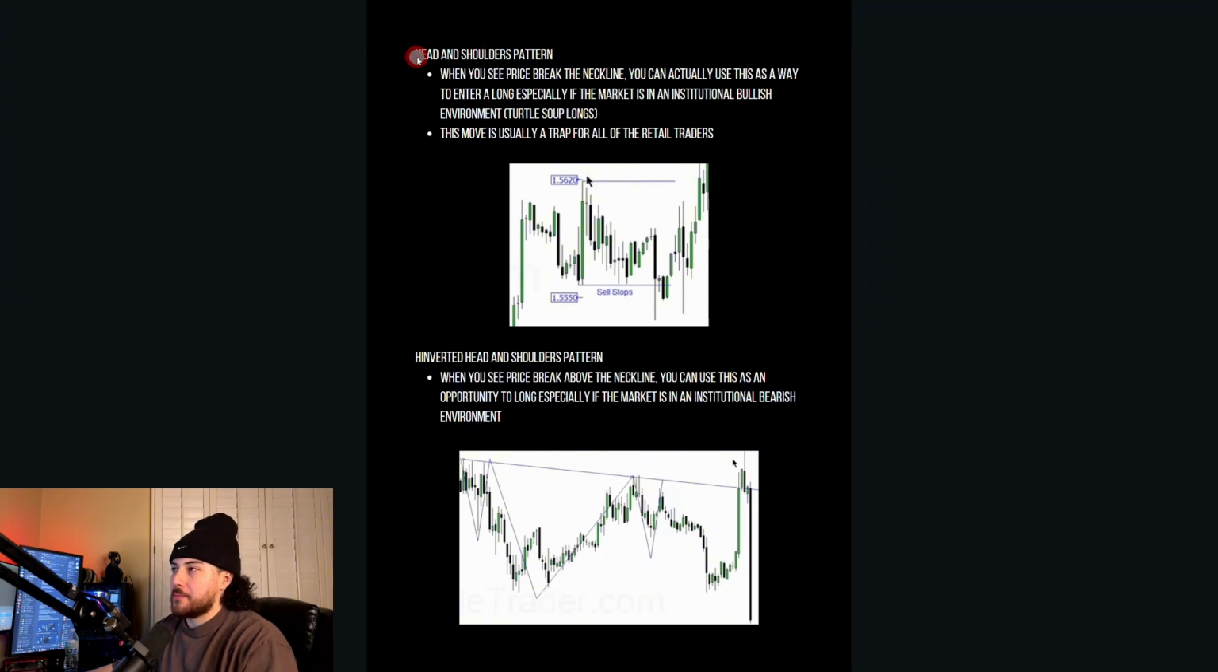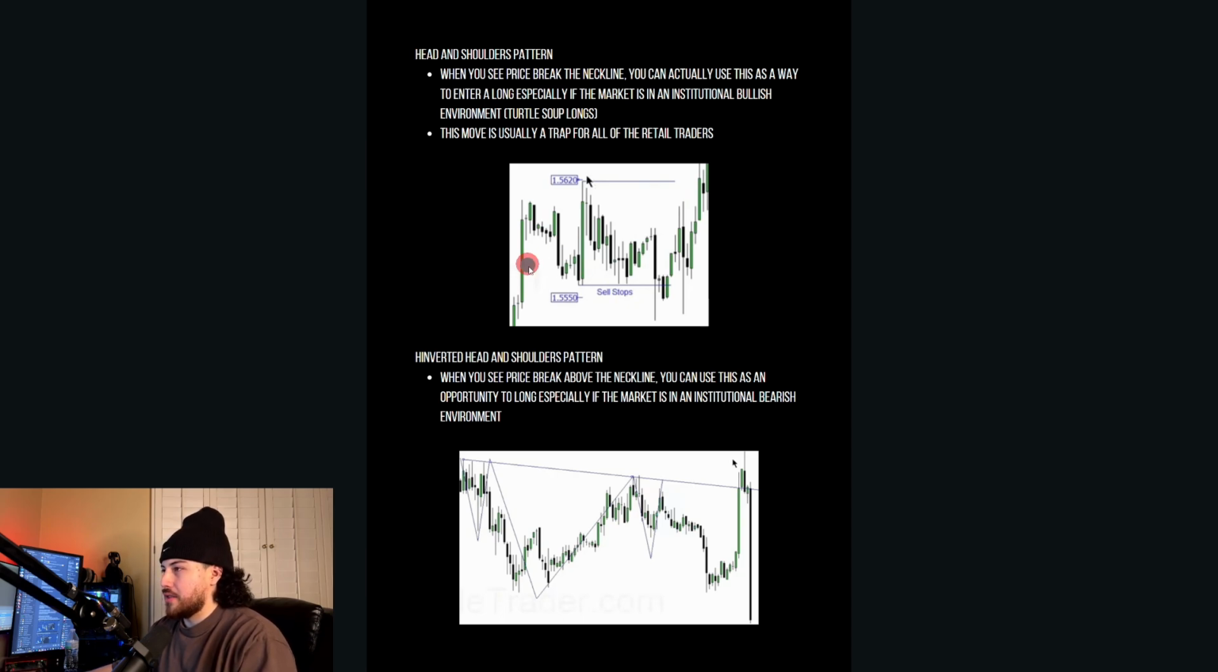Head and shoulders pattern. When you see price break the neckline, you can actually use this as a way to enter a long, especially if the market is in an institutional bullish environment, turtle soup longs. This move is usually a trap for all of the retail traders.